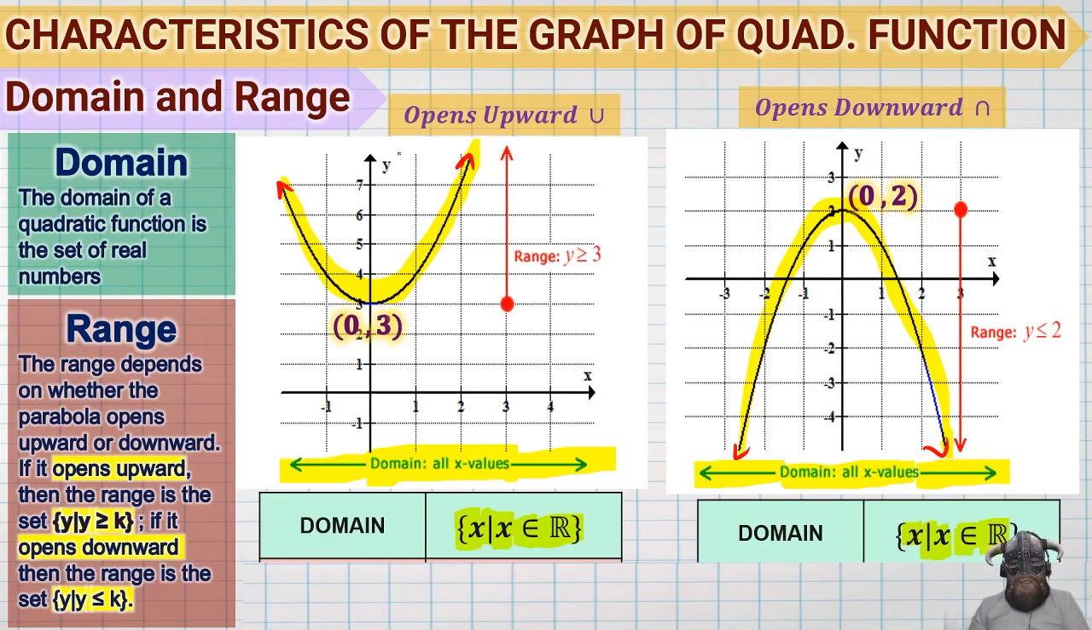For example, etong graph na 'to. Yung parabola mo, hindi naman siya dadaan ng 0 na value ni y. Hindi rin siya dadaan ng 1. Ang values na tatamaan niya is from positive 3, from the vertex (0, 3).